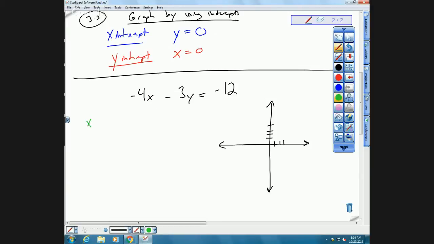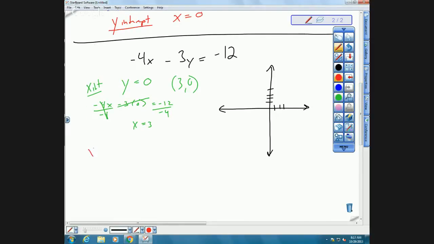So here, to find the x-intercept, we just make y be 0. So you have -4 times x minus 3 times 0 equals -12. Well, that cancels out, so you just divide both sides by -4, and x is 3. So my x-intercept is at (3, 0).